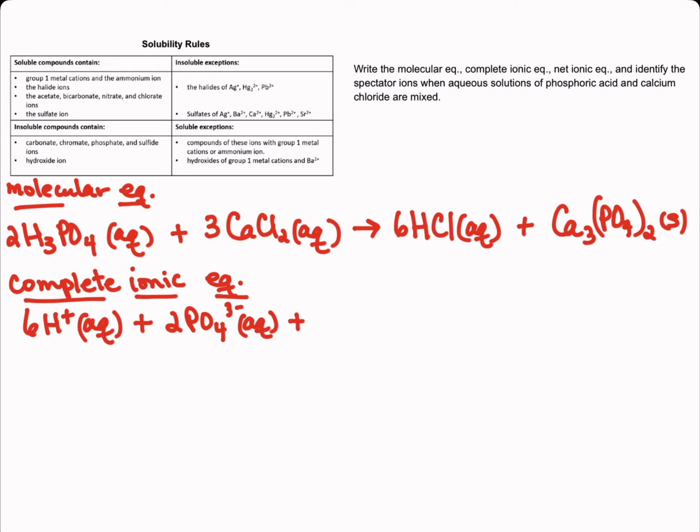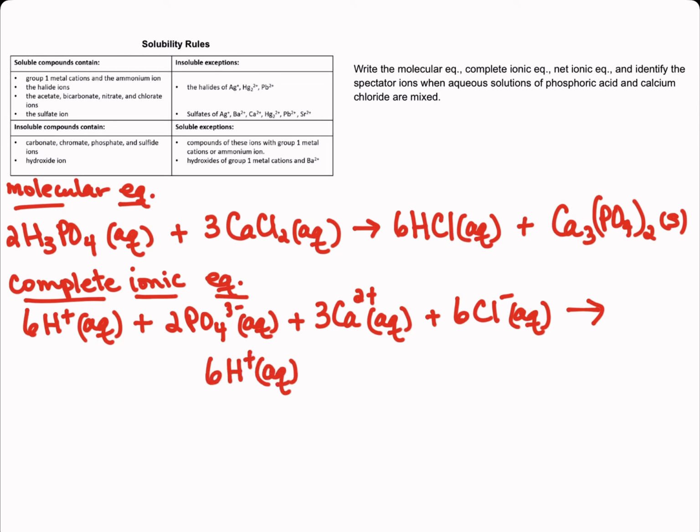Calcium chloride is made up of Ca2 plus and Cl minus. So there's 3 units of the cation and 6 units. So 3 times 2 is 6 Cl minus. Don't forget the phases. For the products, we have 6 H plus, 6 Cl minus. Now take a look at the calcium phosphate. The calcium phosphate is insoluble. We don't break that up. We only break the aqueous. So we just write down the whole entire product as a whole.